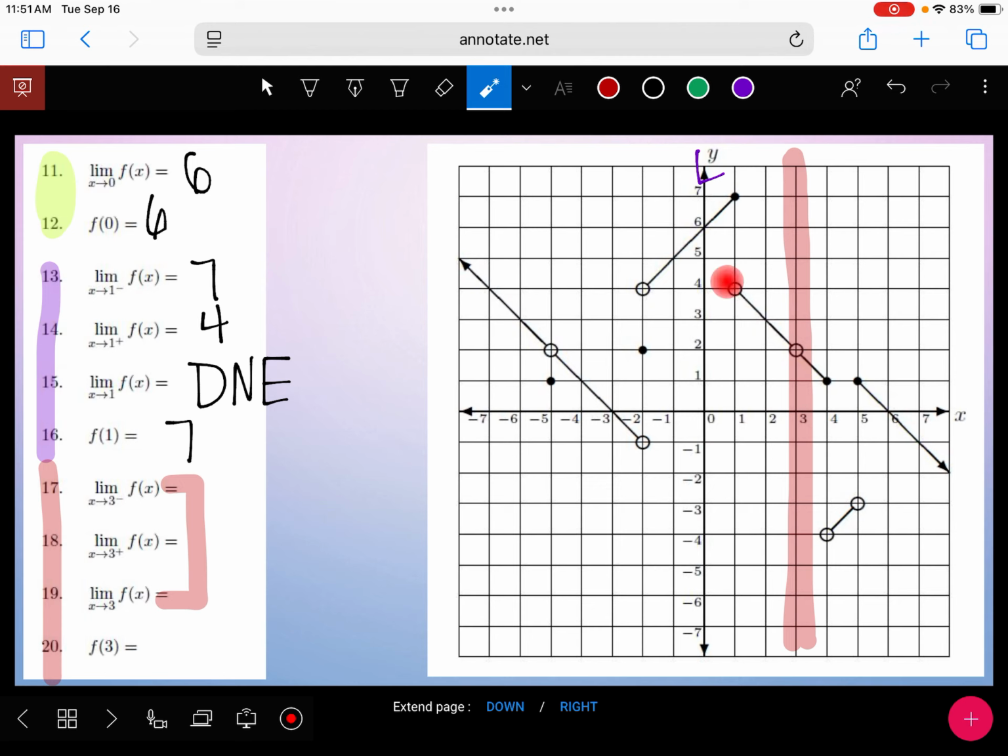Because when you trace the graph from the left, it's heading towards 2. When you trace it from the right, it's heading towards 2. A limit is what does it approach, not what it gets to, but where is it going towards. And for 17, 18, and 19, they are all going towards 2. So that should be 2. Now, what about 3? What am I going to put for F of 3? Do you have any closed points anywhere on my pink wall? No closed points. So F of 3 does not exist, but the limit at 3 does exist.